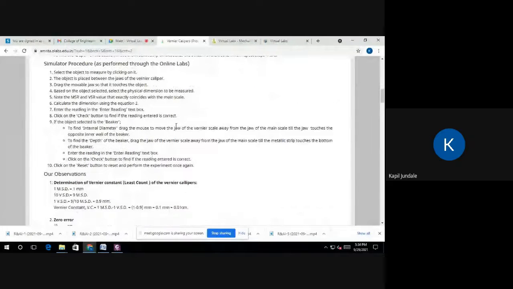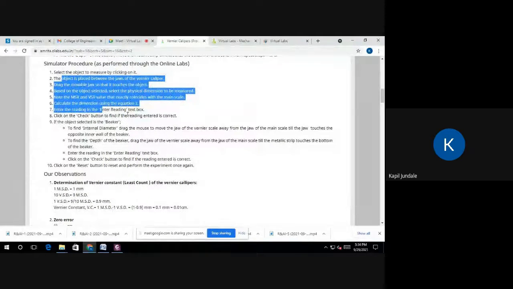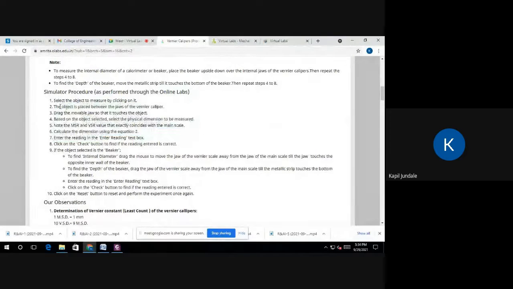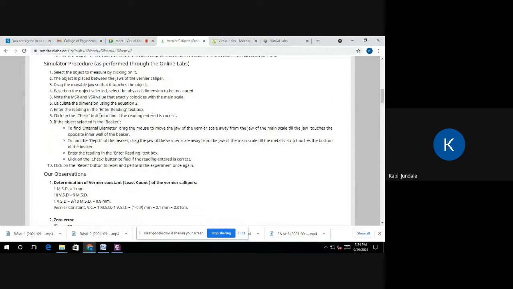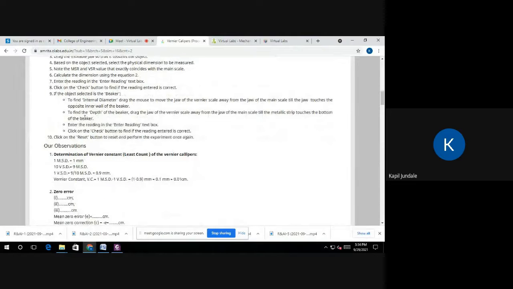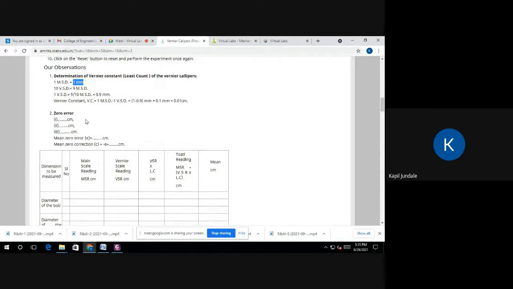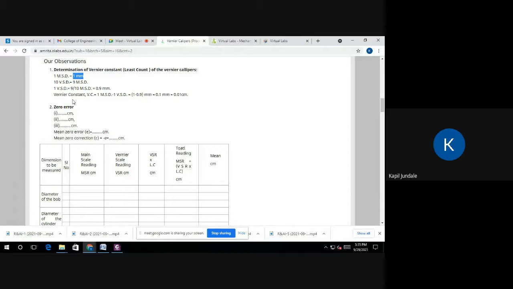Now for simulation also they have given the procedure. First, select the object to measure by clicking on it. Then we will directly see the procedure in the simulation. Next, determine the observations given: one main scale division is equal to 1 mm and 10 vernier scale divisions are equal to 9 main scale divisions. How can we find the vernier constant or the least count?